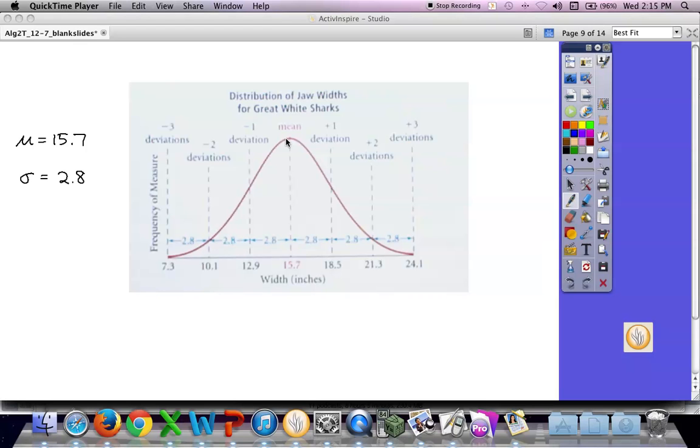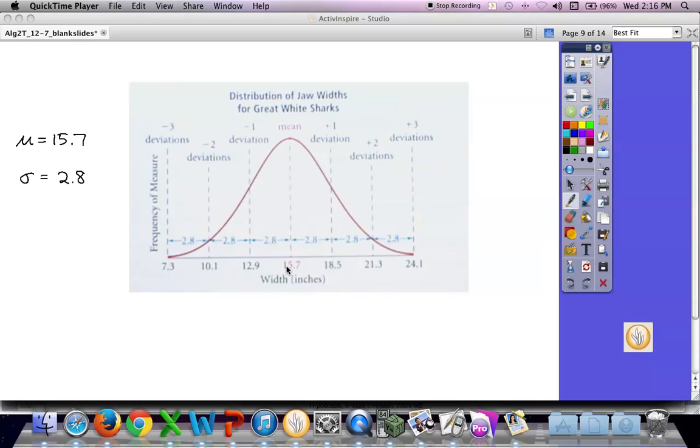So most of the time, when you're dealing with a normal distribution, if a problem tells you this data is normally distributed, the first thing you do is draw a bell curve. Right? You draw yourself something that looks about like that. Okay, you label the very middle of the curve as the mean. That's always the mean. In this case, 15.7.